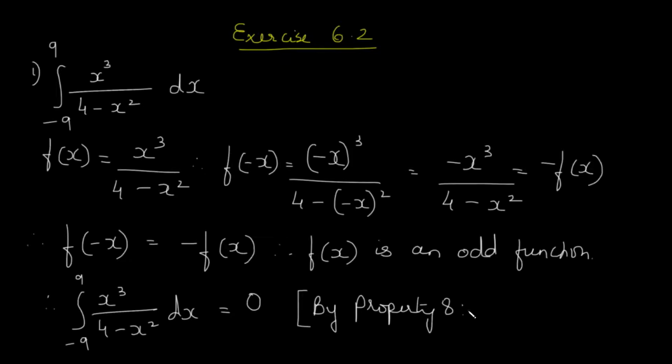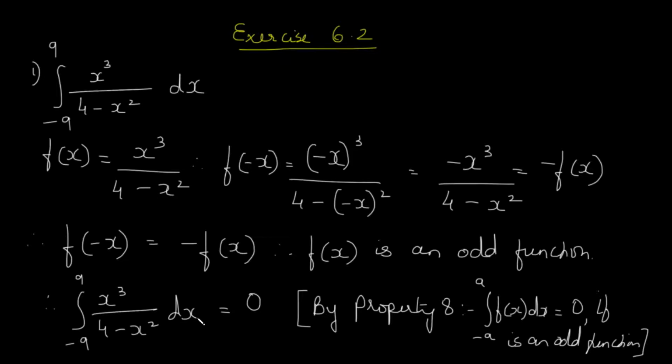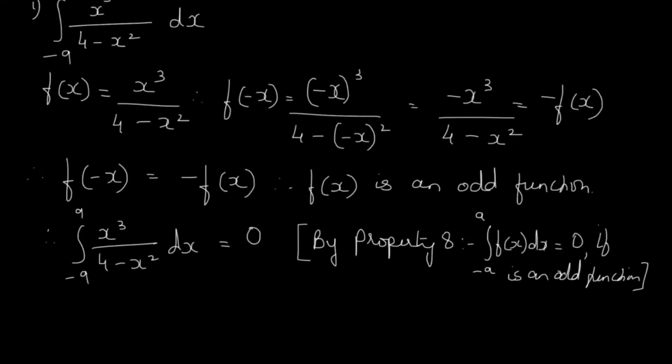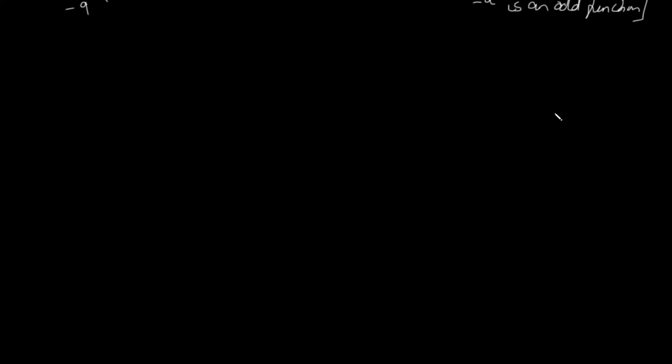Property 8 is: the integral from -a to a of f(x) dx is equal to 0 if f(x) is an odd function. So, according to this property, we get the answer as 0. Now, let us move on to the next sum, the second question.